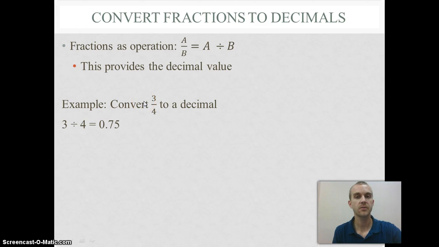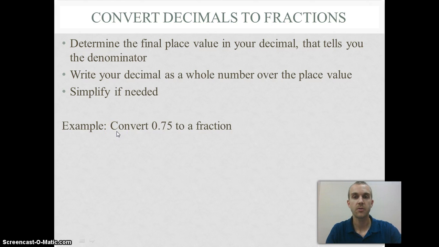Now if we need to convert a fraction to a decimal, we have to remember that we can look at fractions as an operation, which means that the numerator is divided by the denominator, and that will provide us the decimal value. For example, if we say convert 3/4 to a decimal, we can enter 3 divided by 4 and get 0.75.